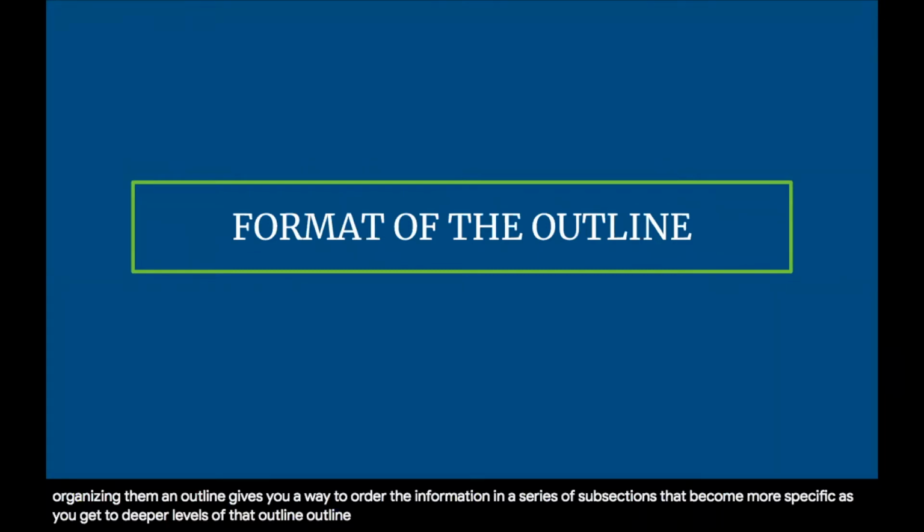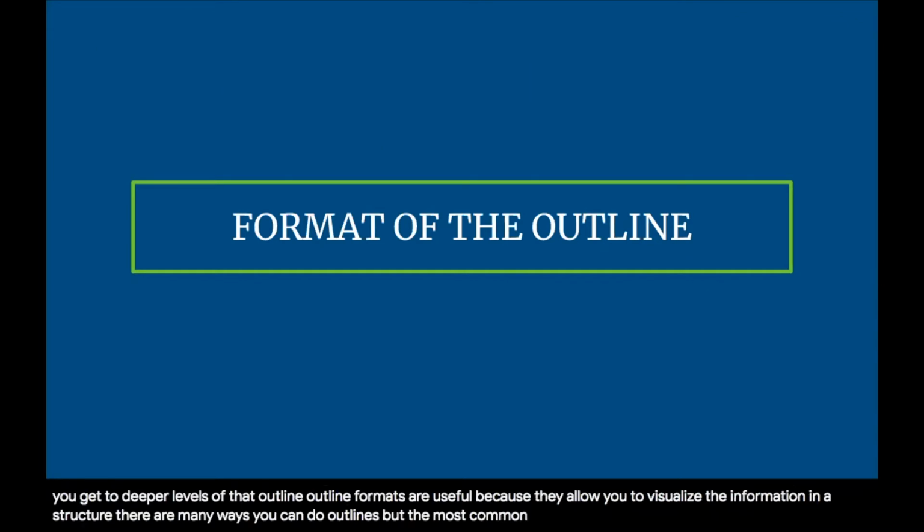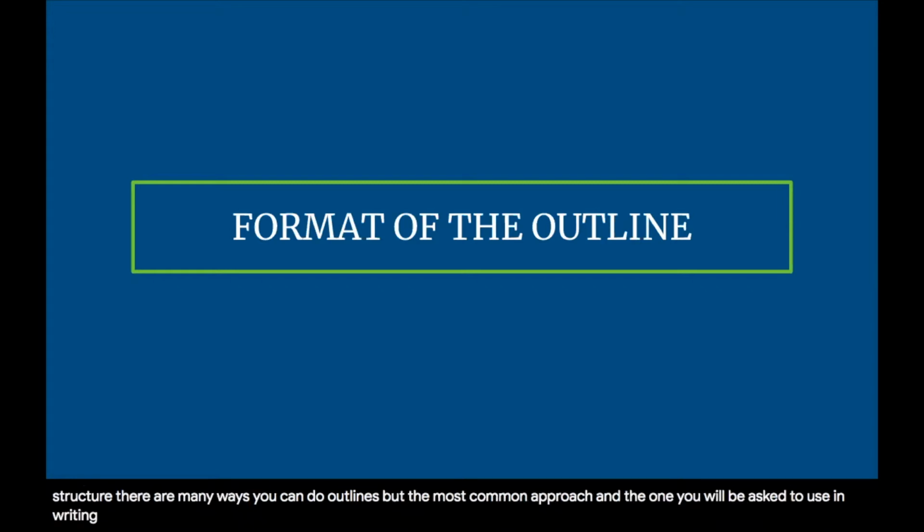Outline formats are useful because they allow you to visualize the information in a structure. There are many ways you can do outlines, but the most common approach, and the one you will be asked to use in writing about music, is an alphanumeric outline, meaning it uses a combination of number styles and letters.